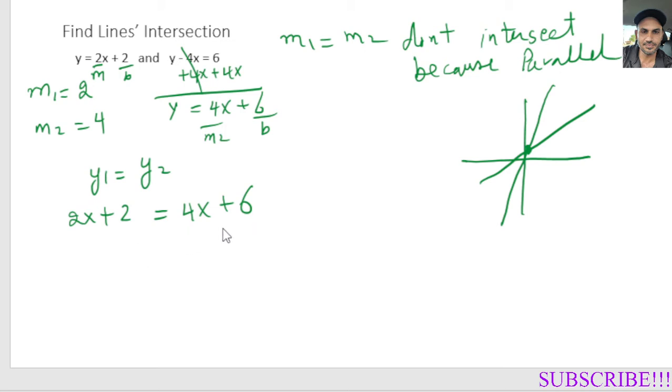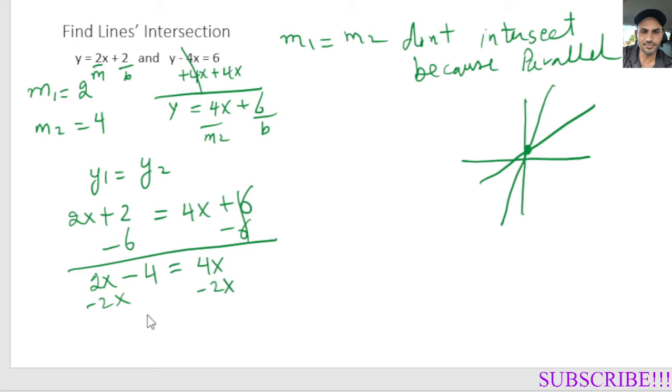We want to separate our x's on one side and the numbers on the other side. So we subtract 6 from here. We have 4x equals 2x, and when you add negative 6 and plus 2, you get negative 4. Now we bring our 2x to this side, so we subtract 2x from both sides. This is gone, and you're left with negative 4 equals 4x minus 2x, which gives 2x. Then you divide both sides by 2 to solve for x. So x equals negative 2.